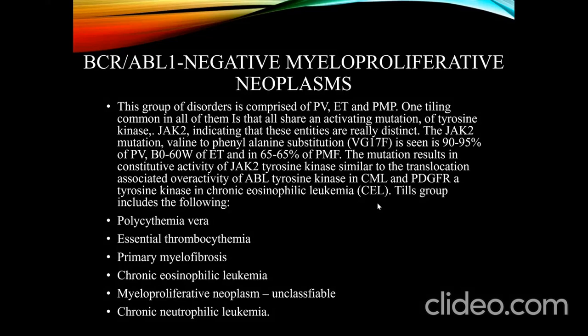The JAK2 mutation, valine to phenylalanine substitution, is seen in 90% to 95% of polycythemia vera and 60% of essential thrombocythemia and 65% of primary myelofibrosis. The mutation results in constitutive activity of JAK2 tyrosine kinase, similar to the translocation associated overactivity of ABL tyrosine kinase in CML and PDGFR tyrosine kinase in chronic eosinophilic leukemia.